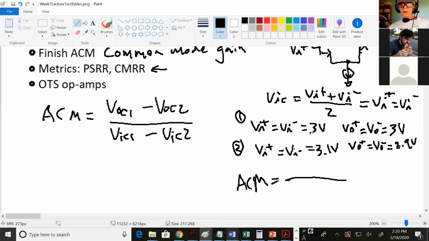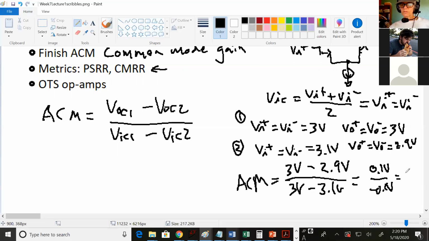My first pair of values is my V out is 3 volts and my V in is 3 volts. So you have 3 volts out average. The average of the output's 3 volts and the average of the input's 3 volts. And then for the second term, the average of the output is 2.9 volts and the average of the input is 3.1 volts. So your ACM is 0.1 volts on top and negative 0.1 volts on the bottom, which equals a negative 1 gain.